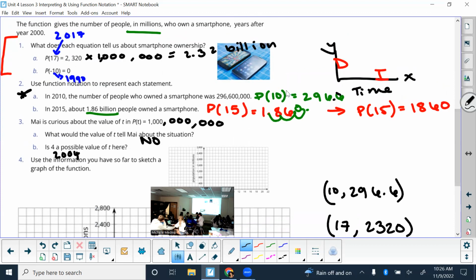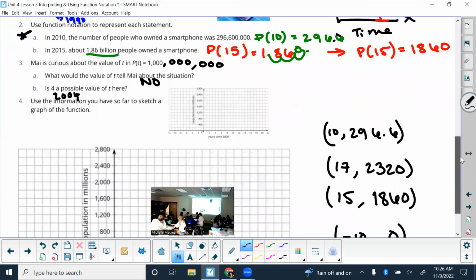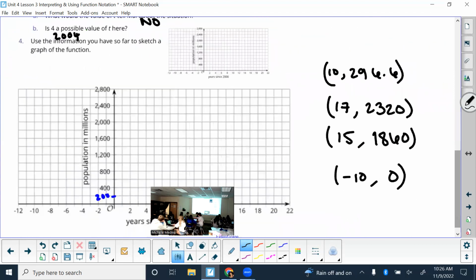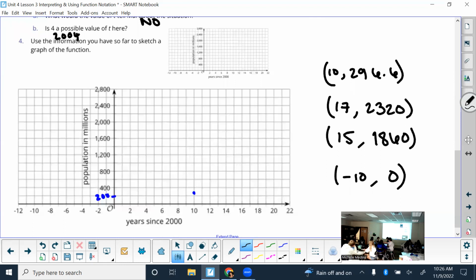All right, but we figured it out, we transferred it. And then this is what it would look like on your graph. So just make sure that you correct it if it's wrong. So negative 10, 0 would be here. 15 up 1860 would be like right here. And 17 up 2320 would be like here-ish, I think.